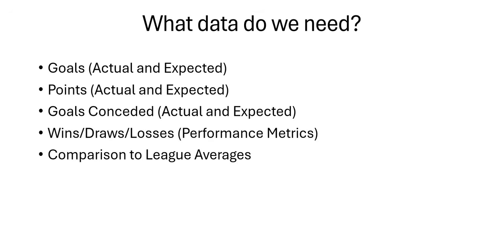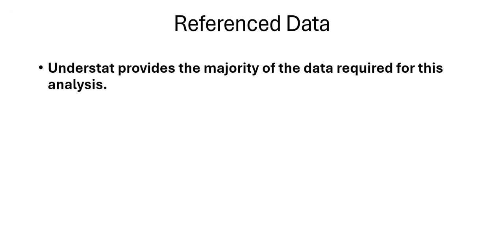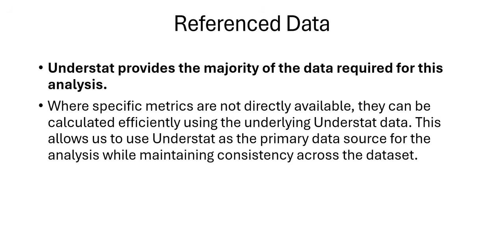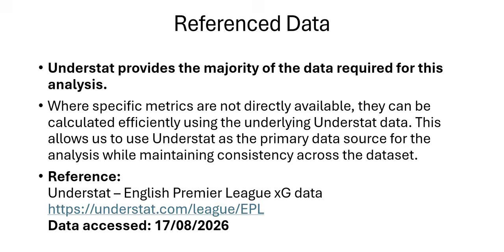Obviously, the comparison to league averages we can do in Tableau. That's fine. So now we can just reference the data now that we've got the data quickly. So Understat provides the majority of the data required for this analysis. Any specific metrics not directly available can be calculated efficiently using underlying Understat data, which I'm going to show how to do in a minute. And this allows us to use Understat as a primary data source for analysis while maintaining consistency across the data set, and then we can just reference it there at the bottom there. Perfect. That's what we need to do.